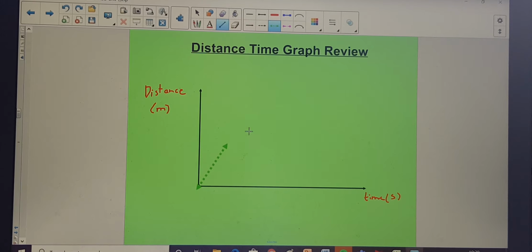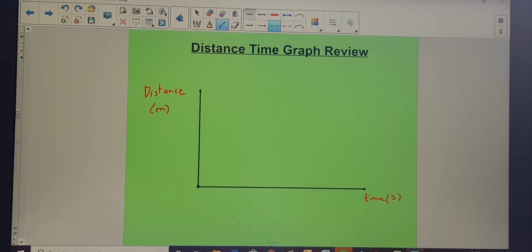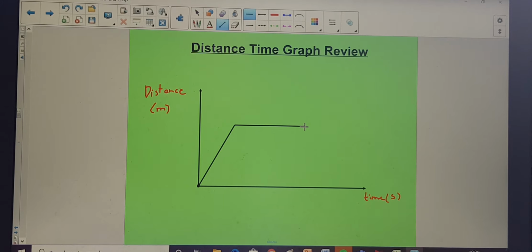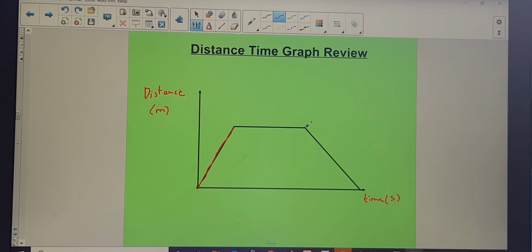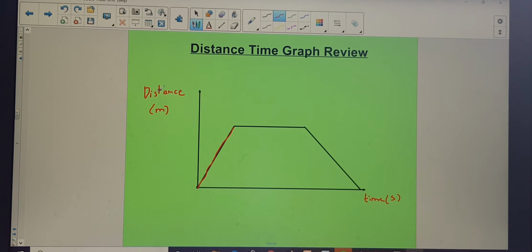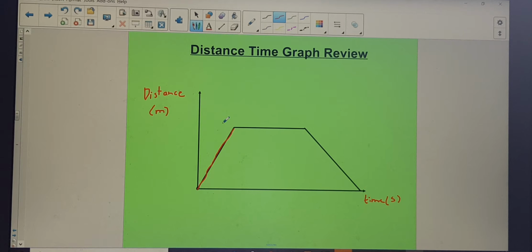As we've recapped a couple of times, a typical journey might look something like this. Someone has moved, and if I wanted to work out the speed of this bit here, I would work out the gradient. They've come to rest and then they've returned home at a constant speed again. Straight lines on a distance time graph denote a constant speed. If they're horizontal, it denotes that they are at rest or not moving.